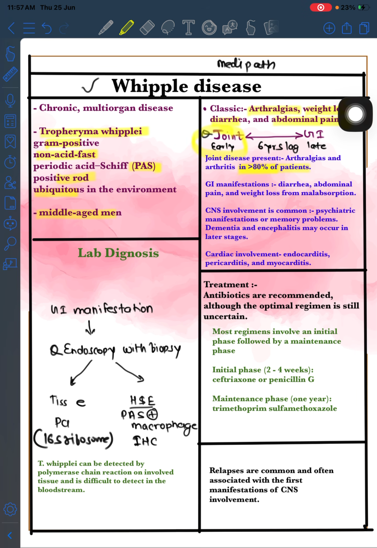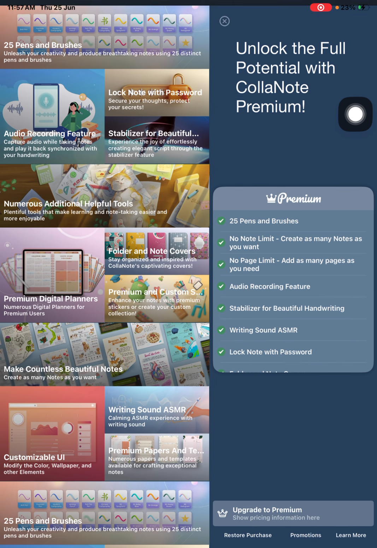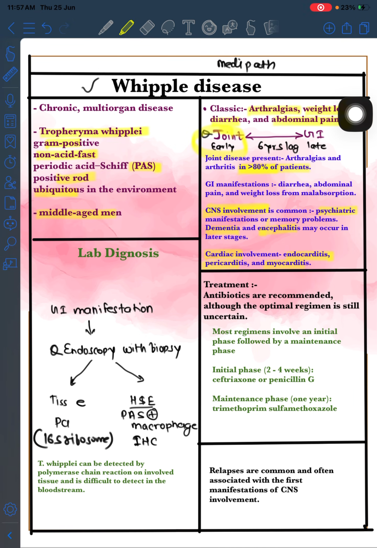After that, the GI symptoms, and after that, CNS involvement can also occur, like psychiatric manifestations such as dementia and encephalitis. Cardiac involvement can also occur: endocarditis, pericarditis, and myocarditis. So in Whipple's disease, multiple organs are affected. But firstly, joint pain is the first and earliest symptom.